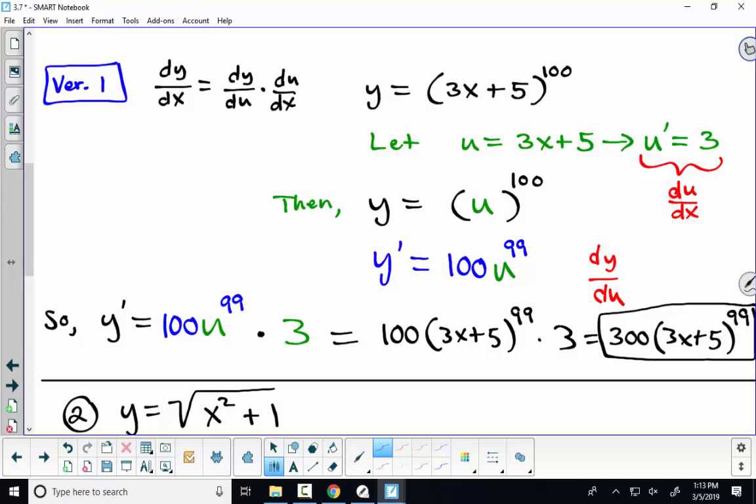Any questions on that? Doesn't matter which version you use. As we see, they both result in the same derivative. So whichever one seems more comfortable or makes more sense to you, please use that.